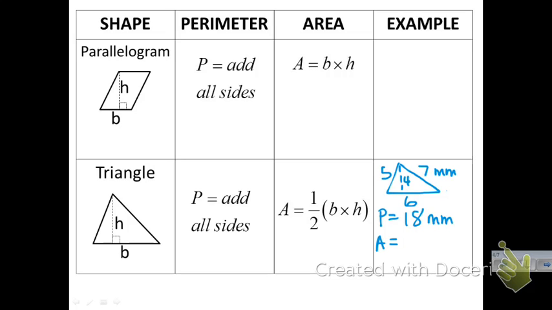Our area, we're going to take our base. In this case, it would be 6 times our height, 4, because those are perpendicular, divided by 2, gives us 12 millimeters squared.